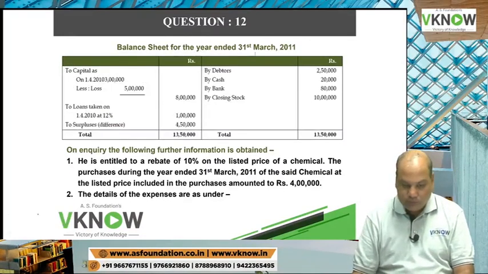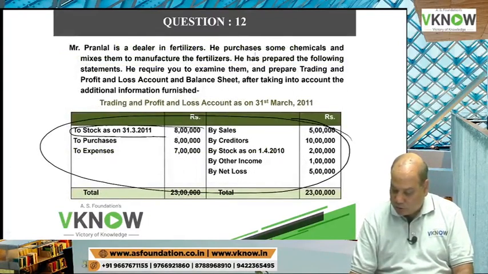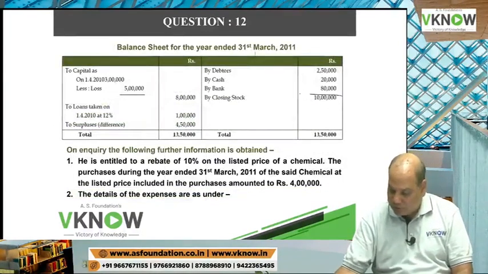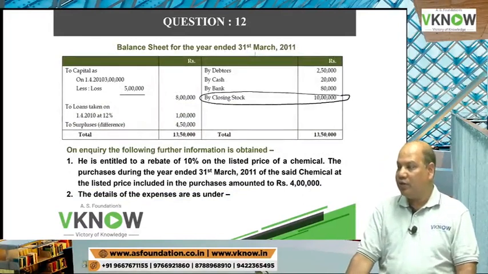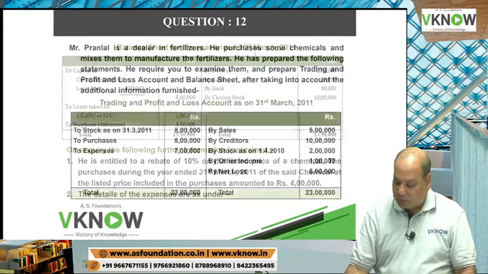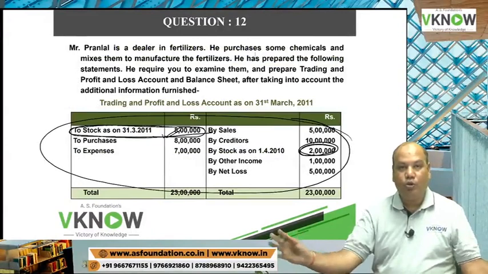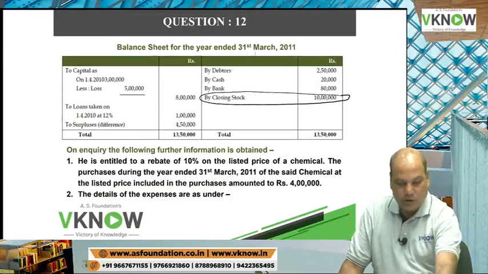Now see this problem. This fellow has written here closing stock on 31st March 8 lakh. And here in the balance sheet, he has written 10 lakh. We don't know which figure is right. That is a big problem for us. Whether I should take closing stock 8 lakh or 10 lakh. So what I think he must have done, probably he would have added this 8 lakh and this 2 lakh. Both he must have added and put it in the balance sheet. Is it right?